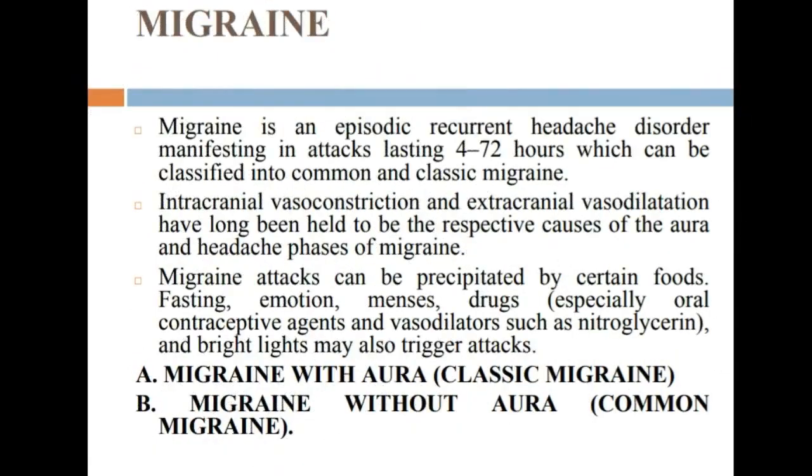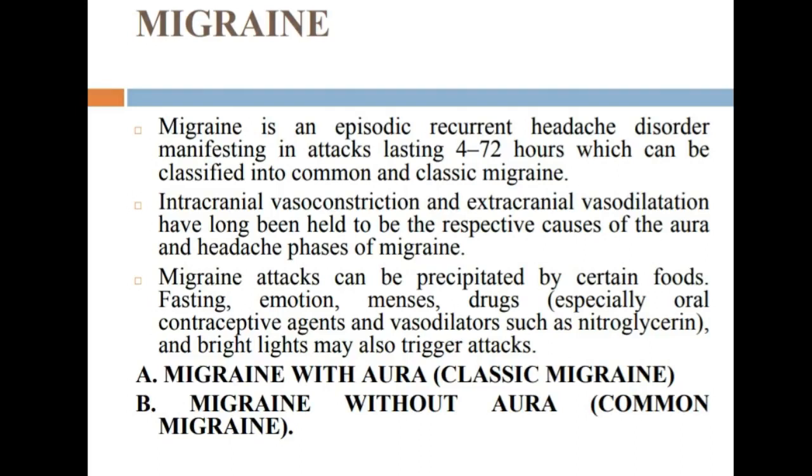Migraine is an episodic recurrent headache disorder manifesting in attacks lasting 4 to 72 hours, which can be classified into common and classic. What about the pathophysiology? Intracranial vasoconstriction and extracranial vasodilatation have long been held to be the respective causes of the aura and then the headache phases of migraine.